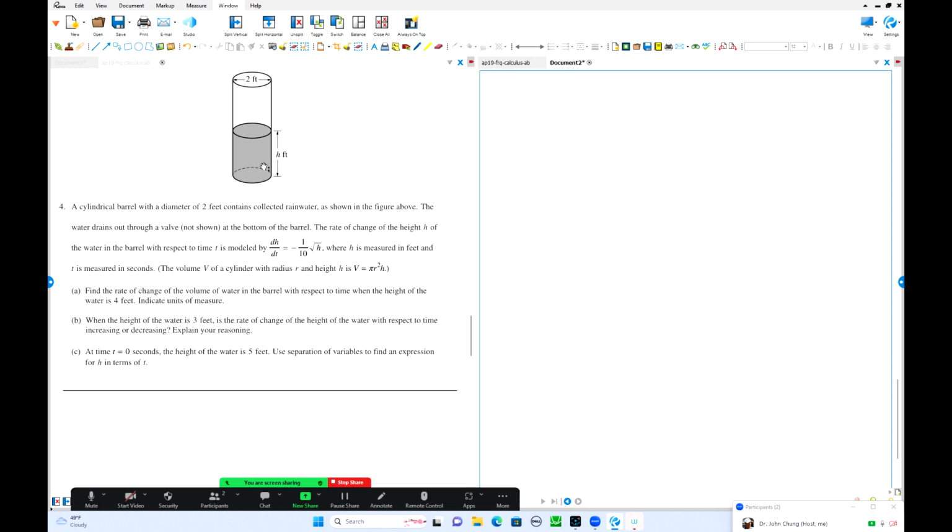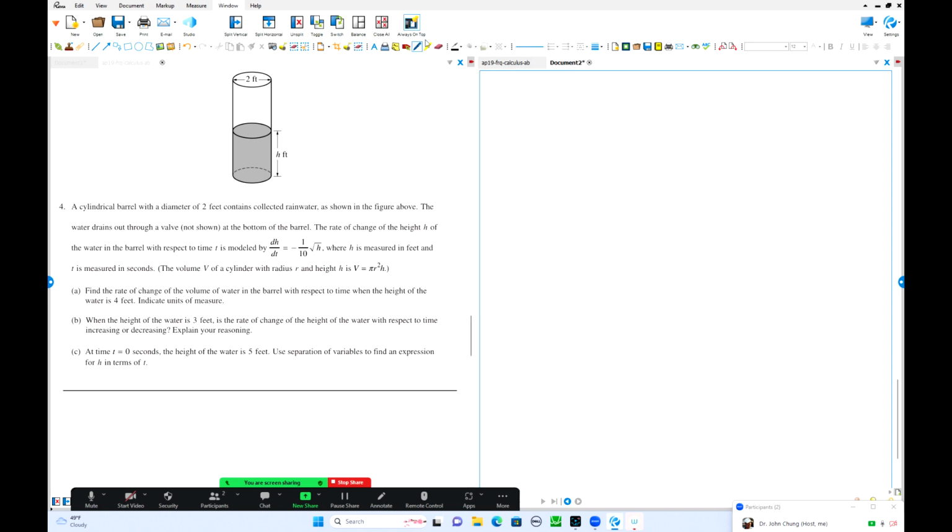We have a cylinder. It has water with a height of h. The cylinder base has a diameter of 2 feet, so the radius is 1, okay? The rate of change of the height h of the water in the barrel with respect to time t is given by these equations.